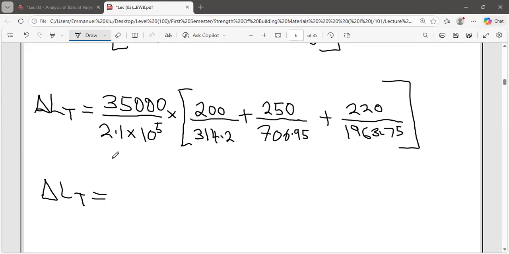From there, what do we do? We add the last one, that is 220 all over 1963.75. Finally, what are we going to get? You can punch your answers in the comment section. I'm going to verify that and tell you.